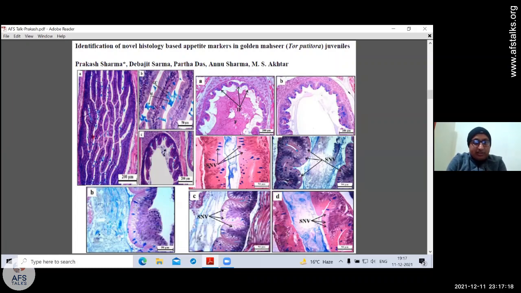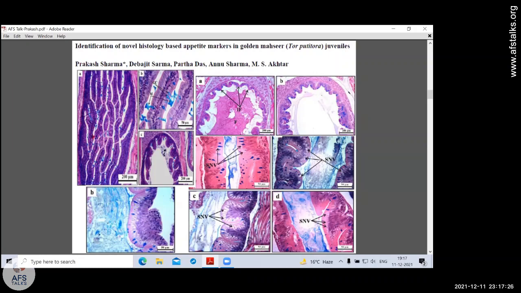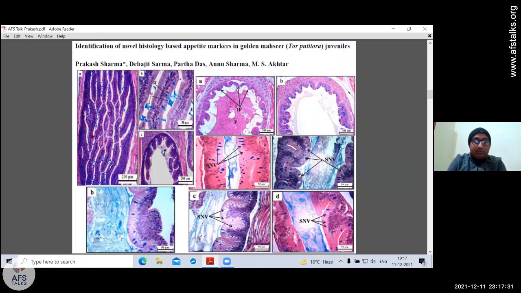And my cursor is moving here. You can see these are the supranuclear vesicles, and they don't remain the same in numbers as well as in size during the daytime. In 24 hours, it changes with the shift in postprandial timing. So at that time we thought of identifying some of these markers as histology-based appetite markers, and we're planning to report this as another novel histology-based appetite marker in fish.